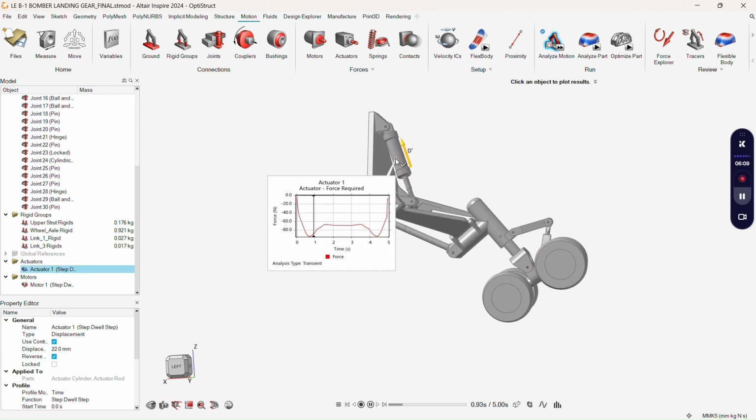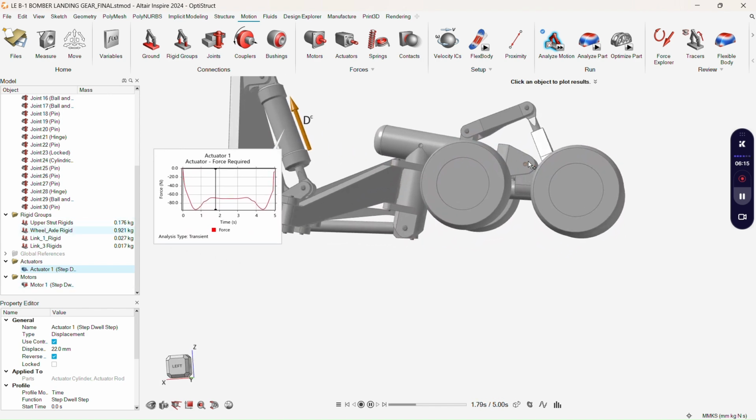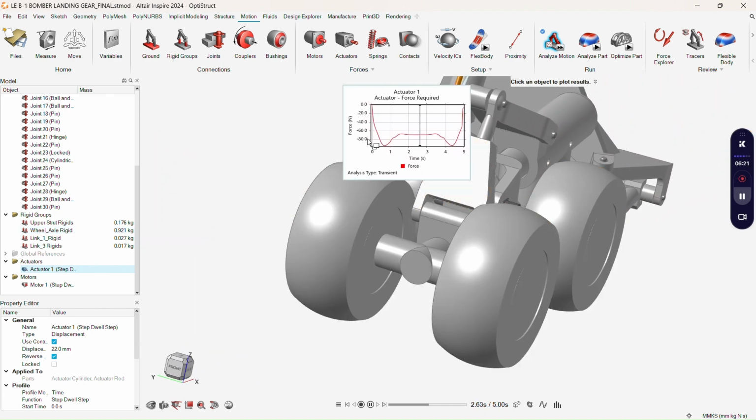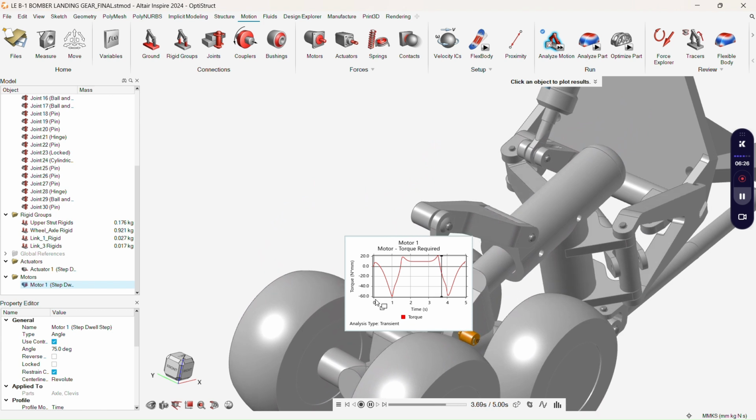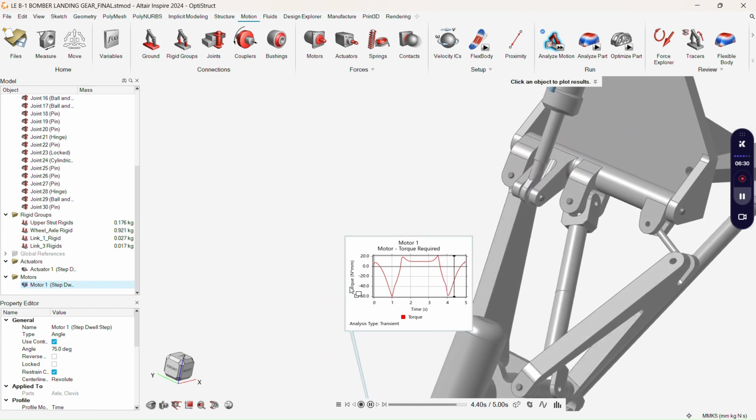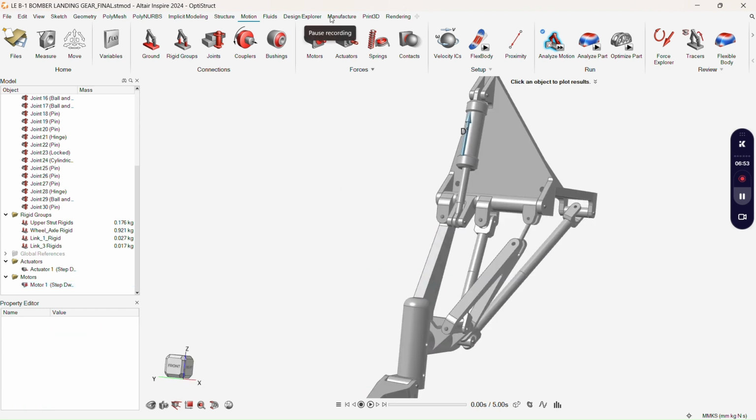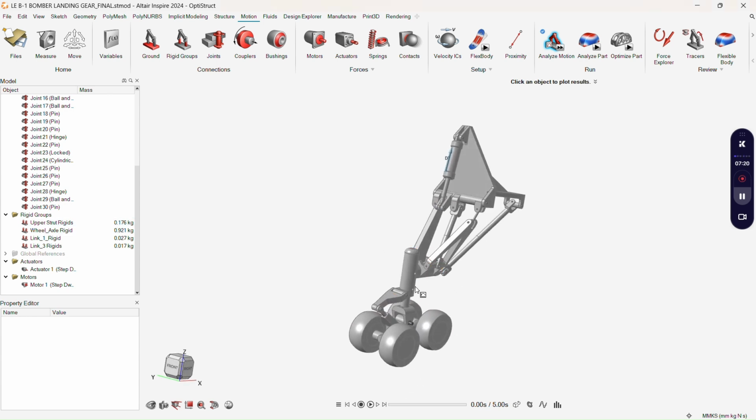The motion analysis helps us to identify the forces at the actuator and the motor, and the torque required at the motor. As we can see here, the actuator has a max force of 80 newtons, and the motor requires a max torque of 60 Newton millimeter. With this motion analysis, we can identify the forces and the displacement at various links, which will help in designing and improving the landing gear of the B-1 bomber.